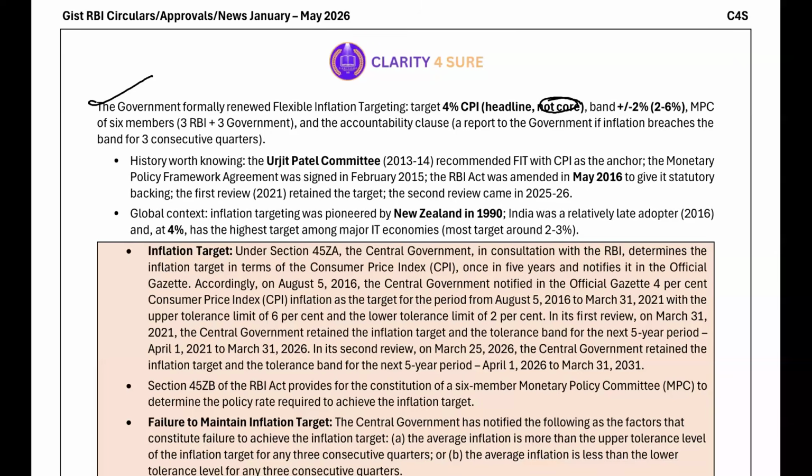MPC of 6 members, that is 3 from RBI and 3 from the government, and the accountability clause: a report to the government if inflation breaches the band for 3 consecutive quarters. So what is the history worth knowing? The Urjit Patel Committee 2013-14 recommended FIT with CPI as the anchor. The Monetary Policy Framework Agreement was signed in February 2015. The RBI Act was amended in May 2016. This is history, just read it.